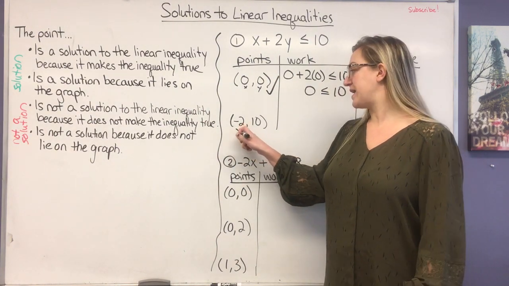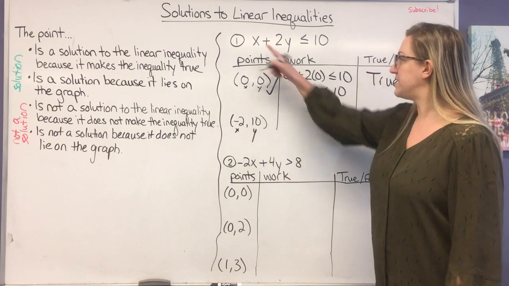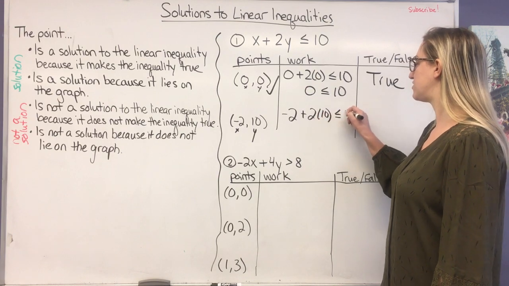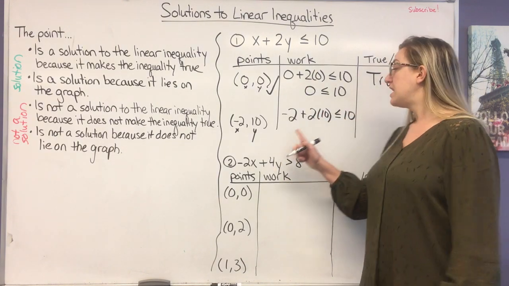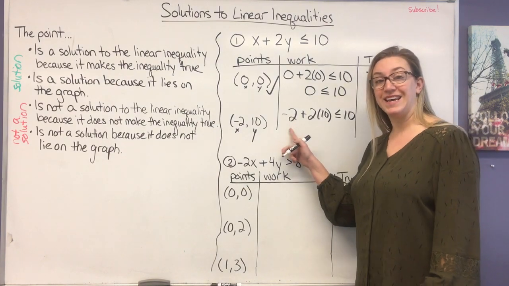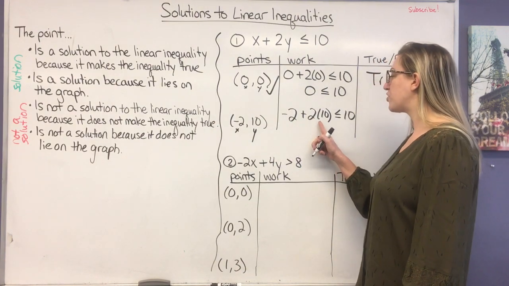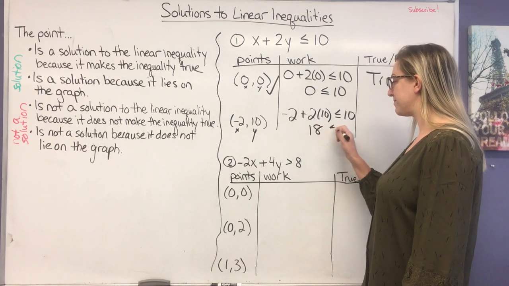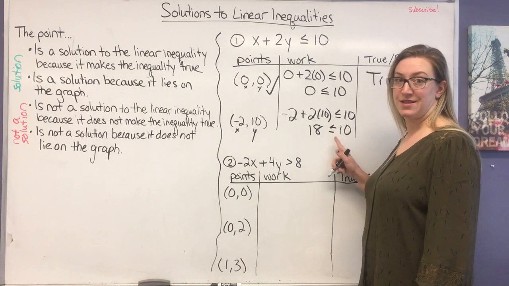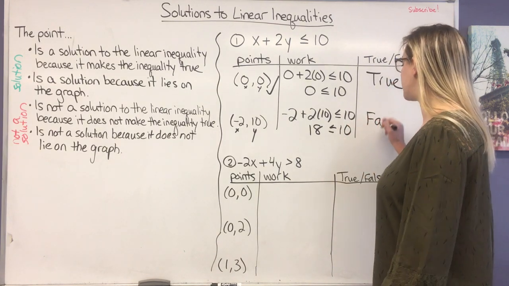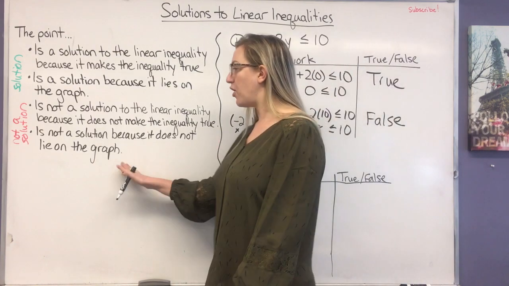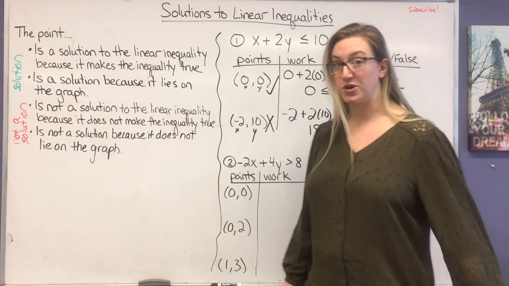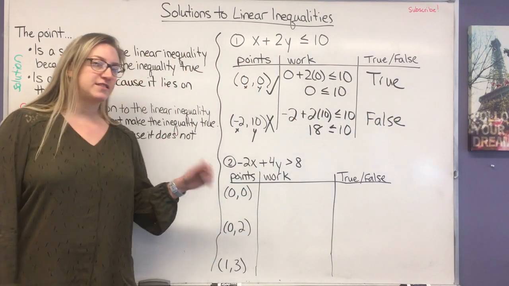Negative 2, 10. So here's my x and y. I'm going to plug in negative 2 for x and then add 2 times 10 to it and determine if that's less than or equal to 10. If you need to, put the left-hand side in the calculator. That's totally fine. But you're going to wind up getting 2 times 10 is 20, minus this 2 is 18. And that is not less than or equal to 10. So this is a false statement. Since we got a false statement, that means it is not a solution. So this one doesn't work. So let's take a look at the next example.